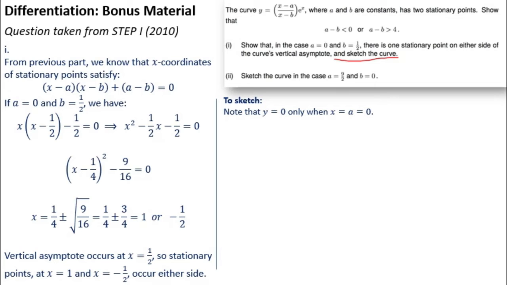If we want to know when y equals 0, well, we're not going to get any joy from looking at the e to the x factor because e to the x is never 0. So we look at the other bit, and that will be x minus a over x minus b equals 0. Well, the denominator doesn't help us there, so we focus on the numerator. x minus a equals 0, so x must equal a, and in this case a is 0.